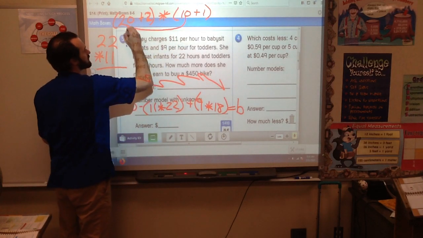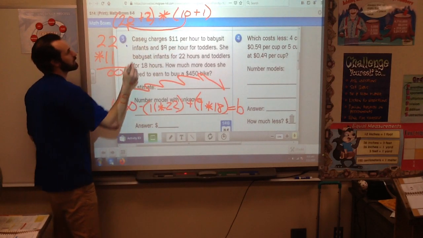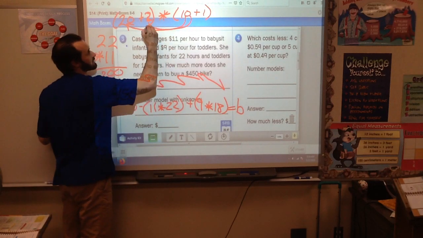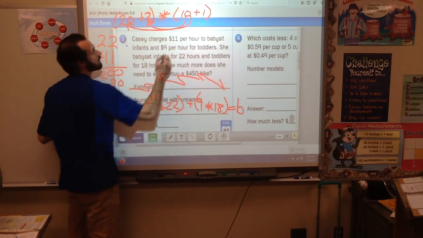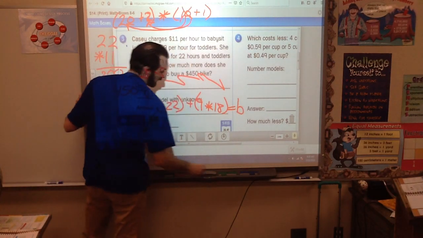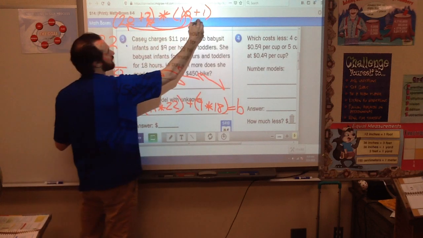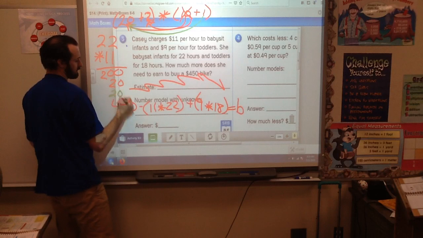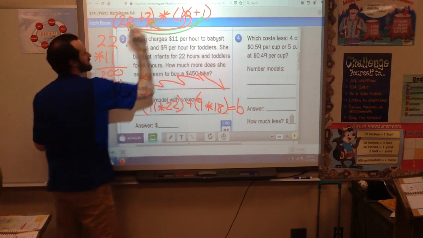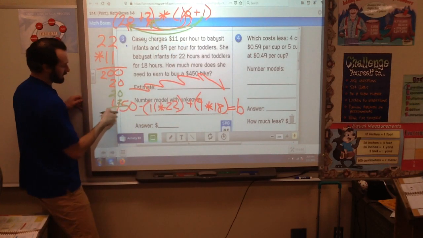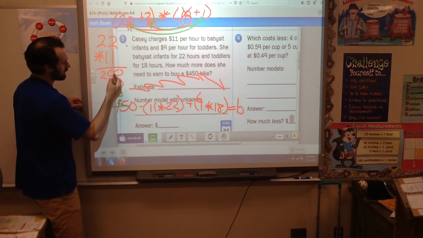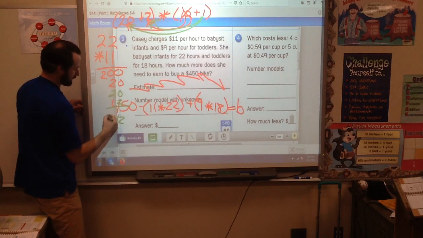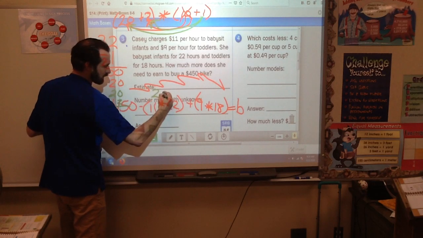I do 10 times 20. There's 2 zeros there, so I can just do 1 times 2 is 2, that's 200. Then I have to do 10 times 2, which is 20. Now I'm done with this one because I've used it twice. Then I have to do 1 times 20 again, which is 20. And then 1 times 2, which is 2. So 0, 0, 0, 2. 2 and 2 is 4, and another one. So for the babysitting, it was $242.